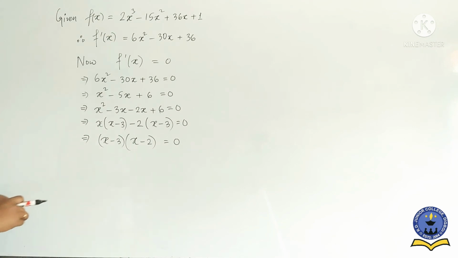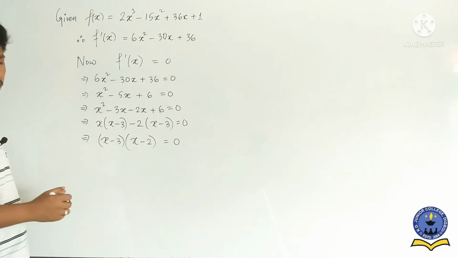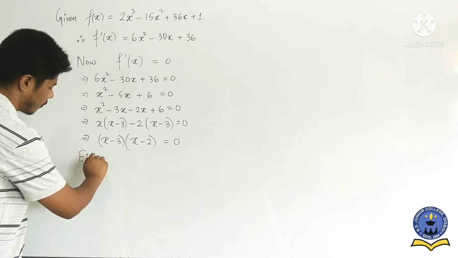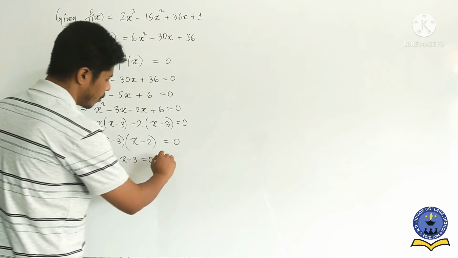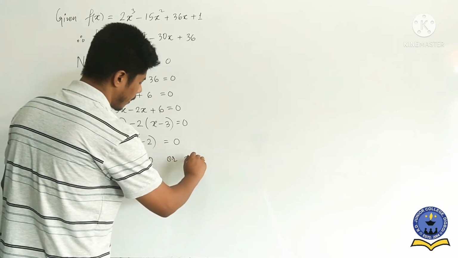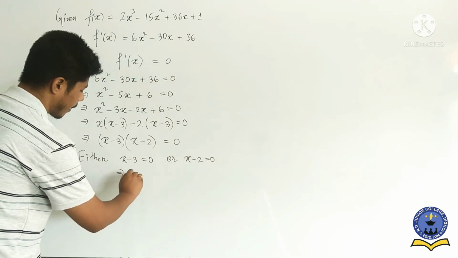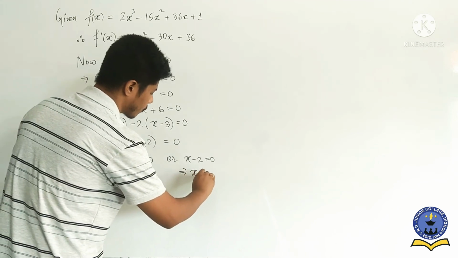Is it clear? So from here we can say either x minus 3 equals 0 or x minus 2 equals 0. So we write either x minus 3 equals 0, or the second one, x minus 2 equals 0, and from here we can write x equals 3, and from here x equals 2.